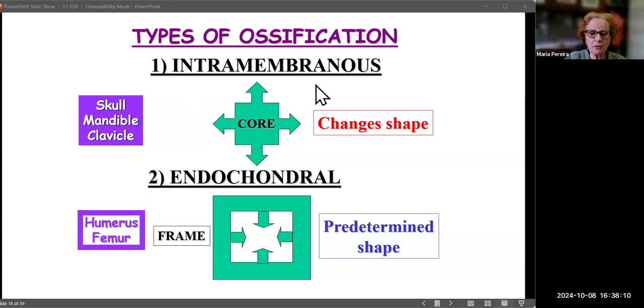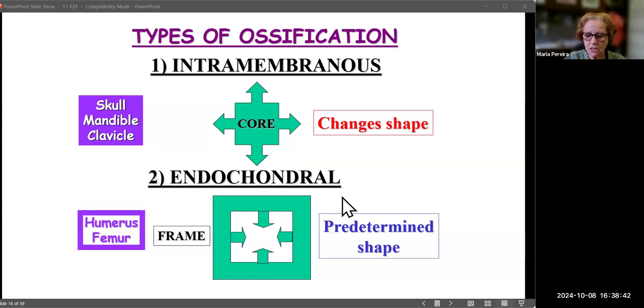The bones that ossify through intramembranous ossification include, for example, the skull, the mandible, and the clavicle. So these are examples of bones that form by intramembranous ossification. You start with the core, and then it grows in different directions to give rise to different shapes. How about the endochondral ossification?